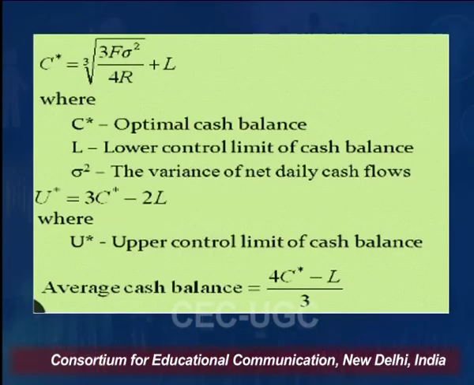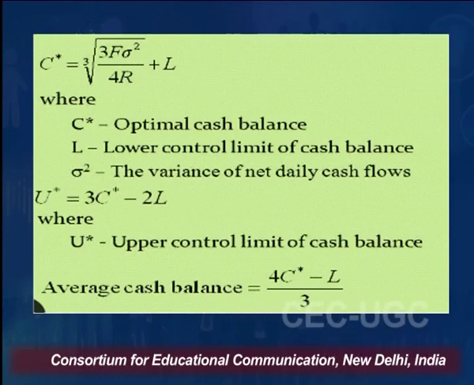Miller and Orr model have also given one formula which can be used for calculating average cash balance that needs to be maintained at some point of time. So, this formula is: optimum cash balance C is equal to cube root of 3F sigma square divided by 4R, plus L. Here L is low control limit of cash balance. It is the minimum amount of cash balance which should be maintained. Sigma square, sigma is the representative of variance, and by placing these values in the formula, we will get the value of C, which is optimum cash balance.